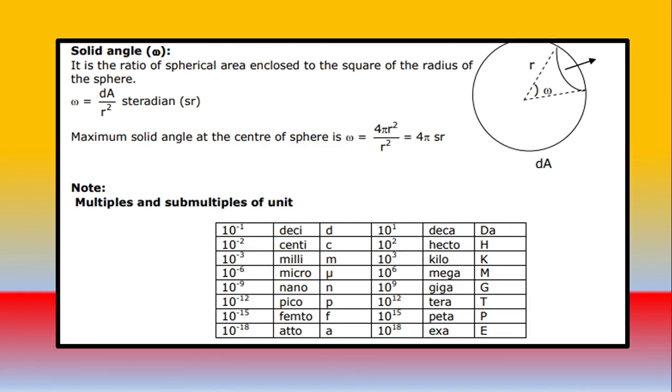And we should also have knowledge about multiples and submultiples of a unit. How do you know about a kg? You know 10 to the power of 3, that is what we call kilo. Similarly, micro is 10 to the power of minus 6. Like that, the table has been shown over here, you can go through it.